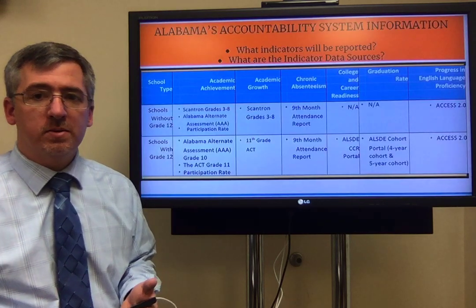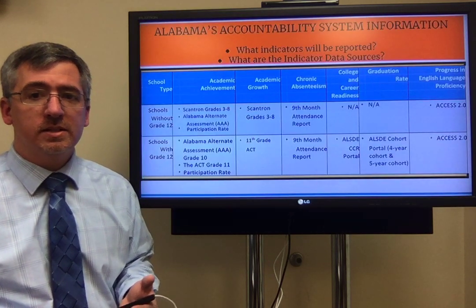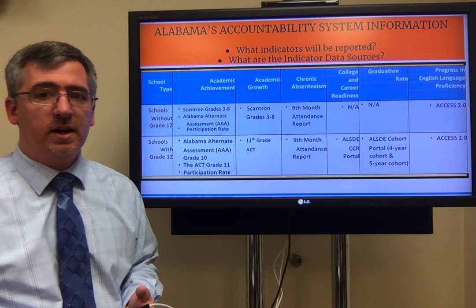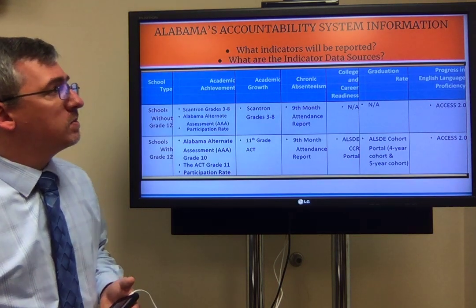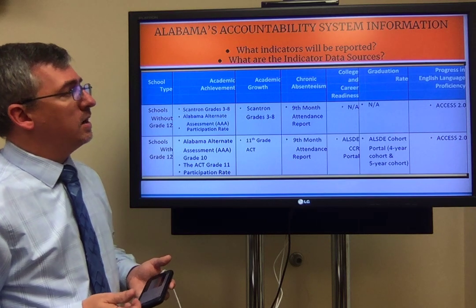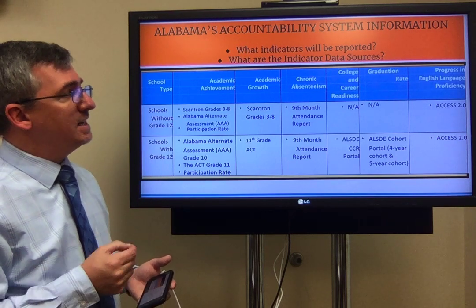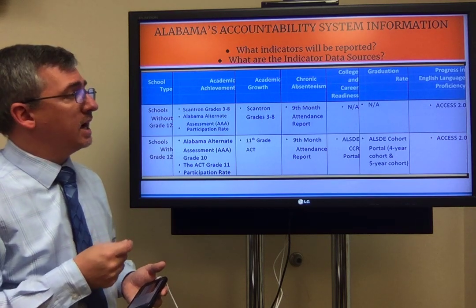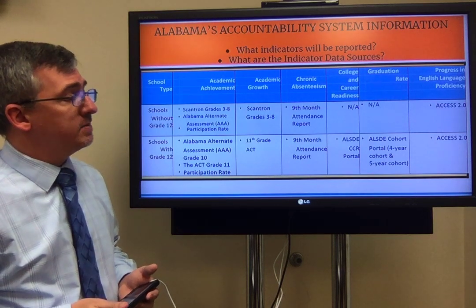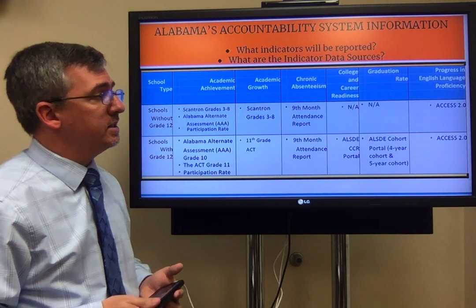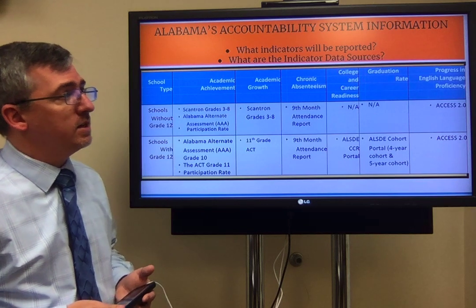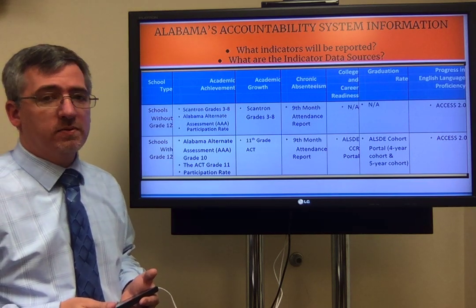This is a requirement both by federal and state law that the state give you this information. It's available on their website. The report card is created from specific indicators: academic achievement, academic growth, chronic absenteeism, college and career readiness indicators, graduation rates, and progress in English language proficiency.